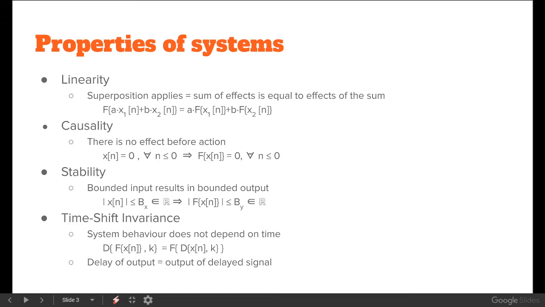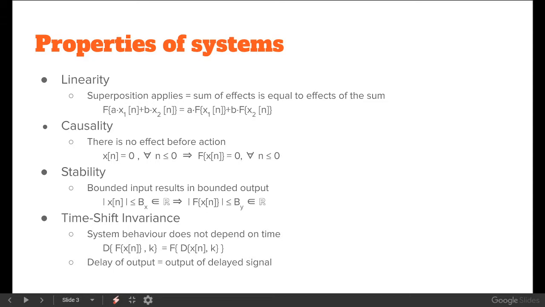Causality. Don't mix this one with casuality. You know, casuality is like you with a t-shirt. Okay. Causal means there must be some reason for the output. So there's no effect before action. So basically, causality means that, okay, if I drop a pen, it makes a sound, but it doesn't make the sound if I don't drop it, or it doesn't make the sound before I drop it. Okay.